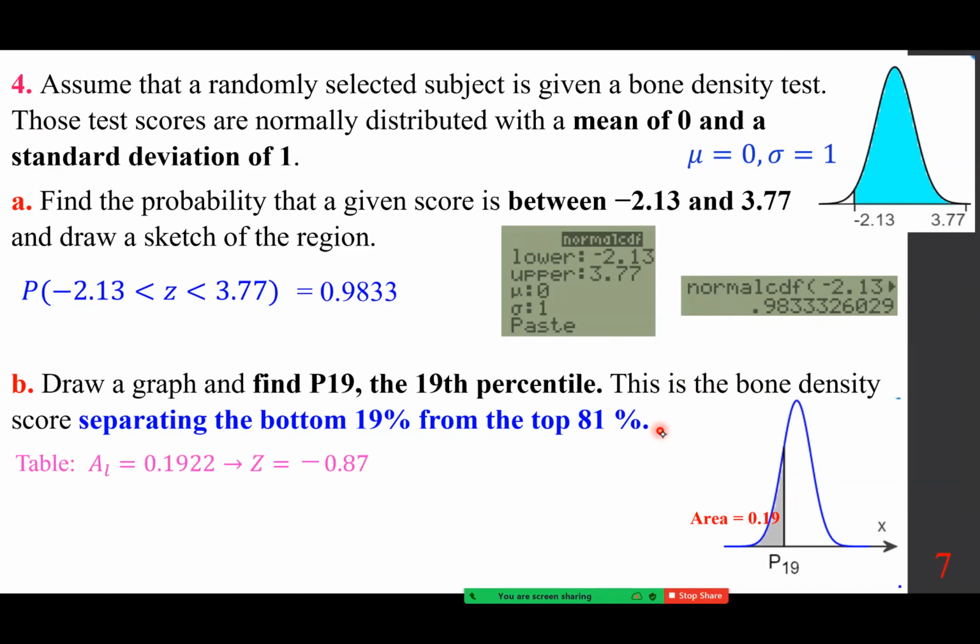So if we go with the table, we get the z of negative 0.87 for 0.1922. I want to give you an idea. And for 0.1894, we get a z-score of negative 0.88. Please understand, we don't want any of them. We want 0.19, which we don't have. So we can use one of them, or we can use somewhere in between.